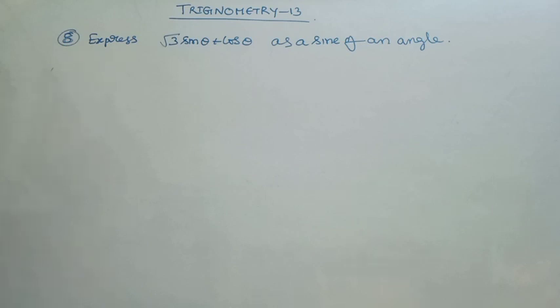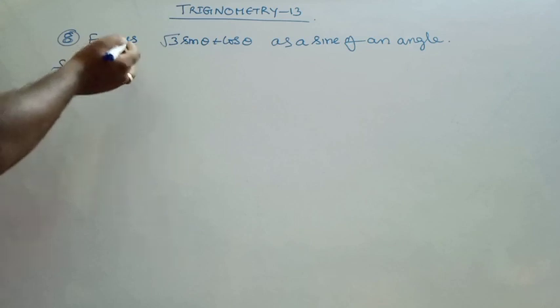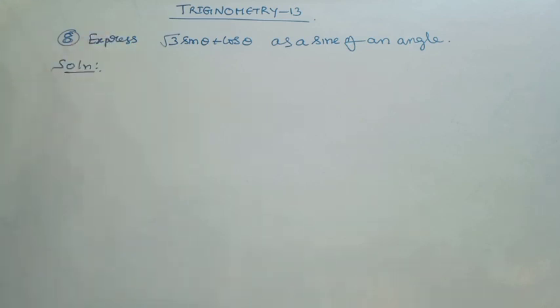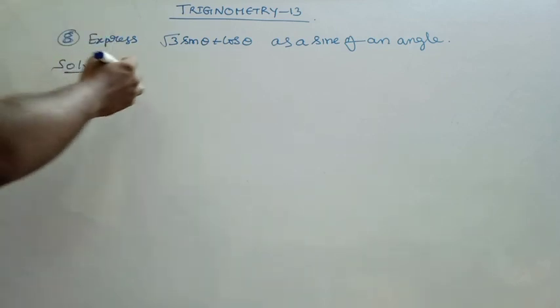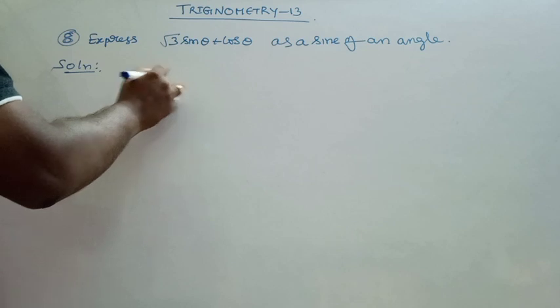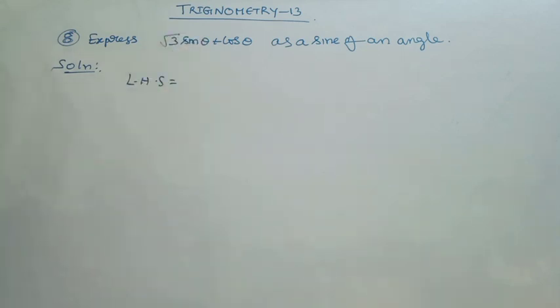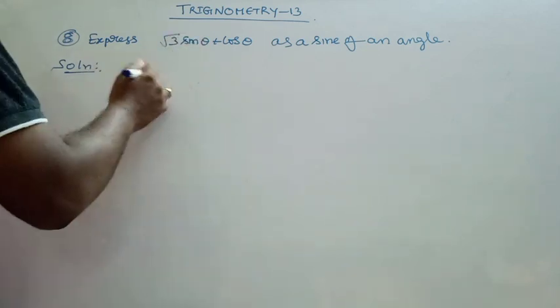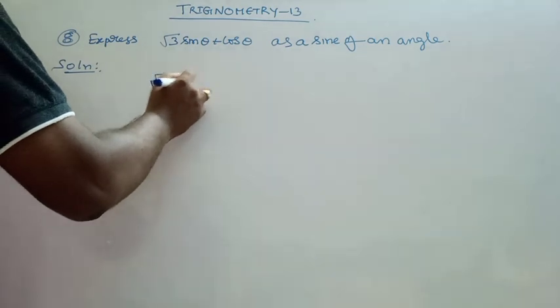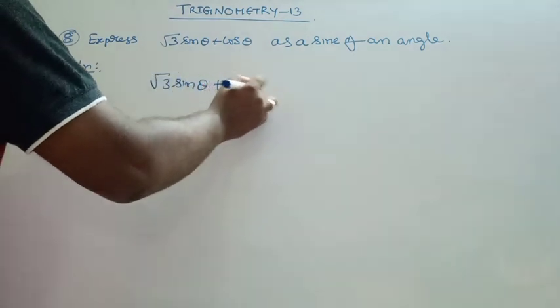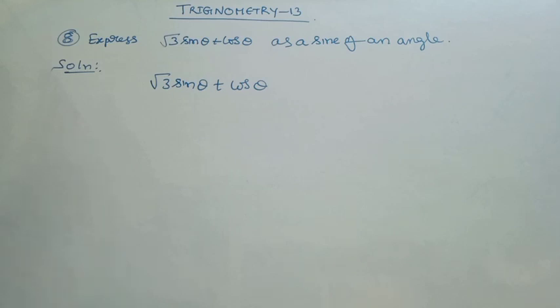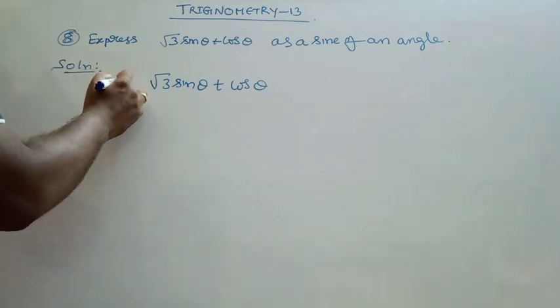Okay, we have now the 8th problem. This is: express root 3 sin theta plus cos theta as a sine of an angle. We need to express this as the sine of an angle. If you take the left hand side, this is the only expression we have here, root 3 sin theta plus cos theta. What we do is multiply and divide by 2, like this.